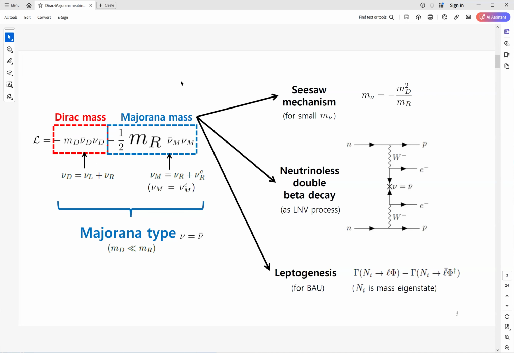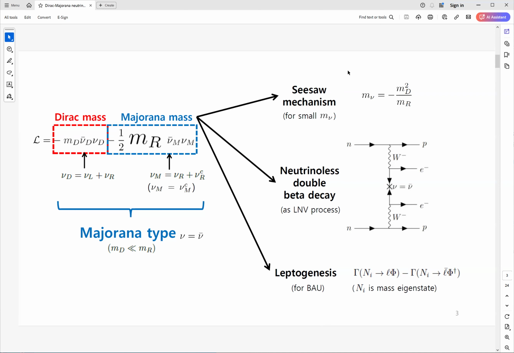When the Majorana mass term is larger than the Dirac mass term, it is called the Majorana limit, and the mass eigenstates are written by the Majorana spinor. In this limit, the seesaw mechanism is operative. So the active neutrino mass m_nu is proportional to 1 over M_R, the Majorana mass term. If the Majorana mass term is very large, then it can explain the small neutrino mass naturally.